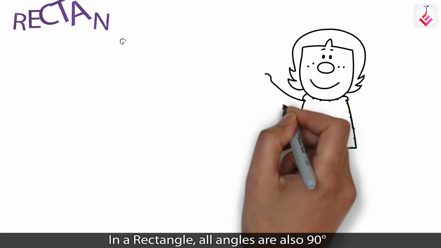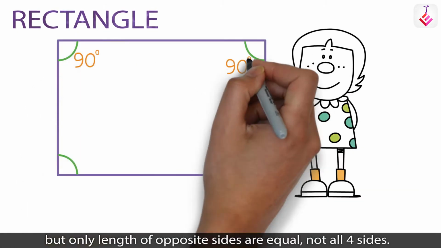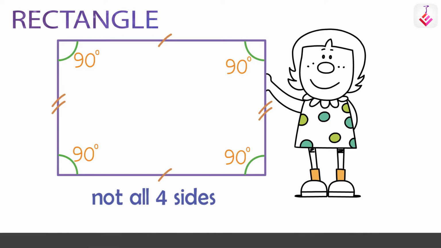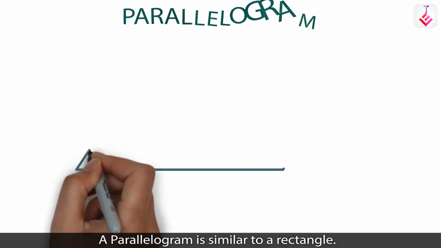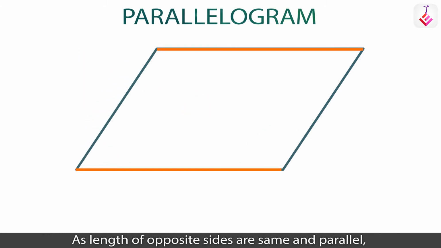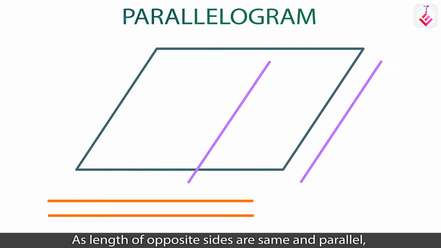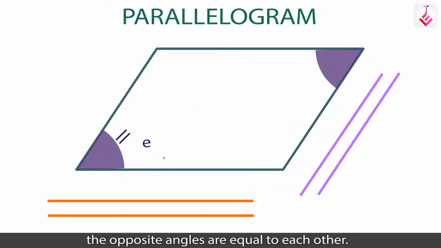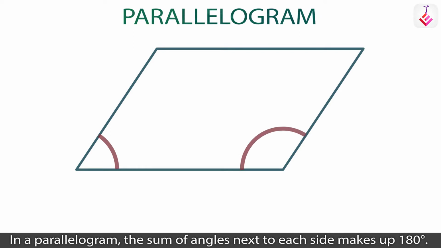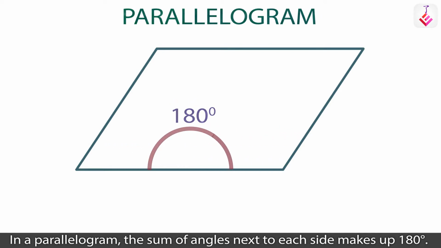In a rectangle, all angles are also 90 degrees, but only the length of opposite sides are equal, not all four sides. A parallelogram is similar to a rectangle. However, the angles are no longer 90 degrees, as the lines are tilted. As the length of opposite sides are the same and parallel, the opposite angles are equal to each other. In a parallelogram, the sum of angles next to each side makes up 180 degrees.